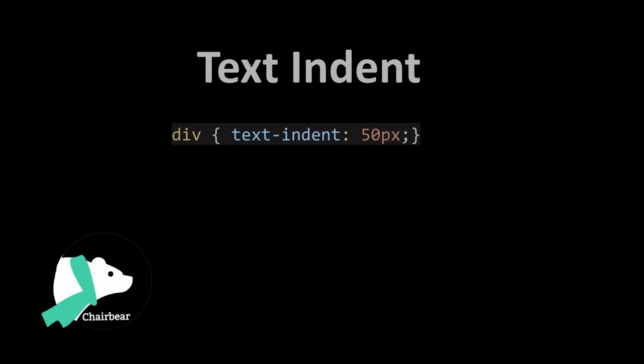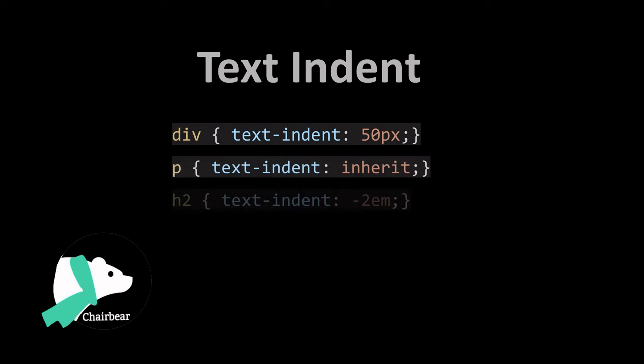Text indent. Text indent property specifies how much horizontal space should be left before the beginning of the first line of text. Its values include length, which can be specified in px, centimeters, and percentage, and inherit. Negative values are allowed. If a negative value is used, the first line will be indented to the left.